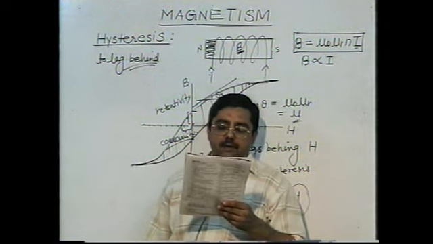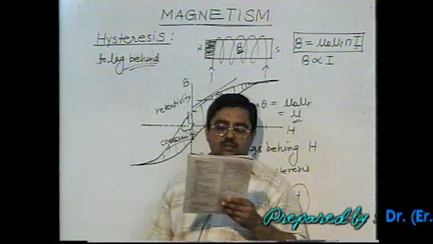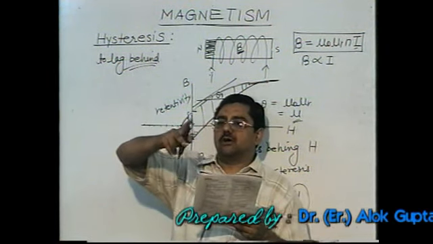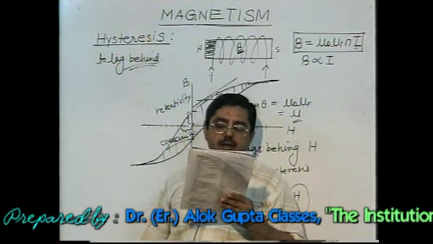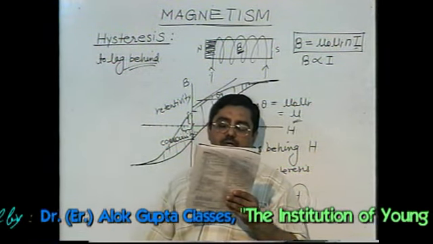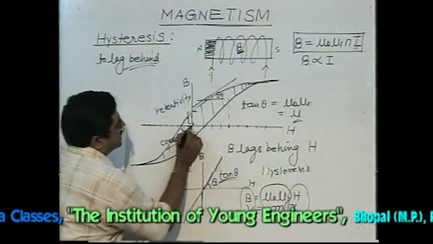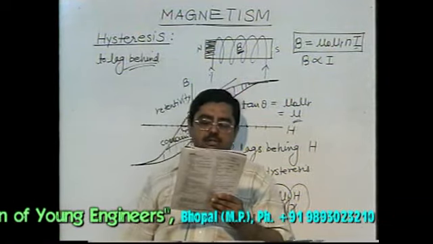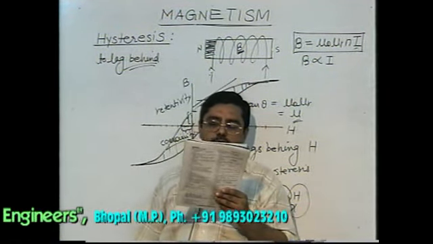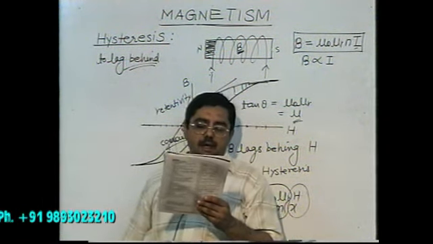I made a table: mu, retentivity, coercivity, susceptibility and hysteresis loss, for two types of magnetic material, soft iron and hard iron. For soft iron, mu should be high, retentivity should be high, coercivity should be low. They should lose their magnetism as soon as the field is reversed. They should retain, but they should lose easily. Coercivity should be low, susceptibility should be high, hysteresis loss should be low.